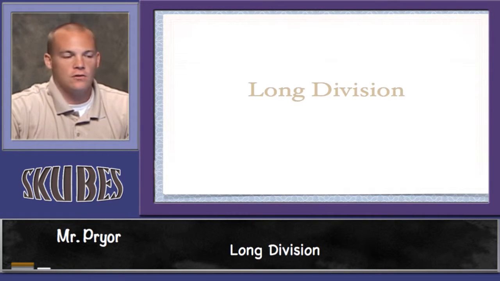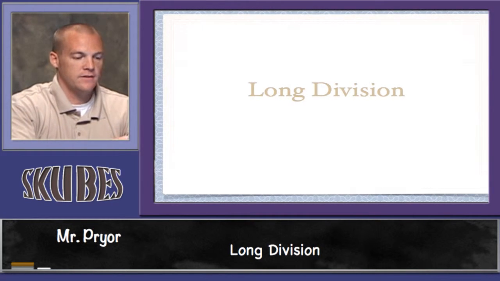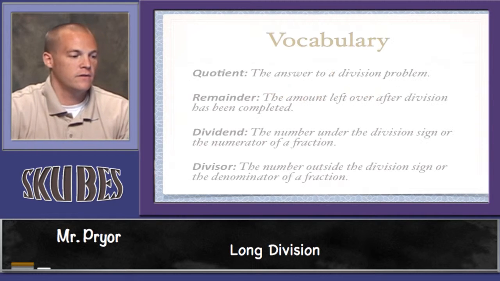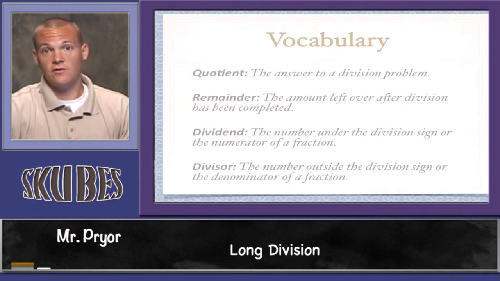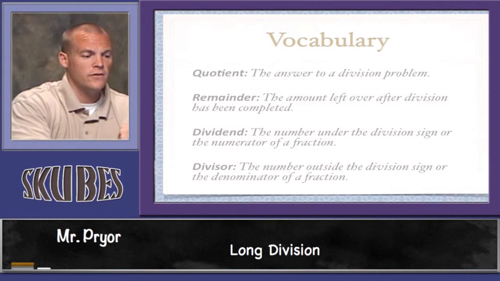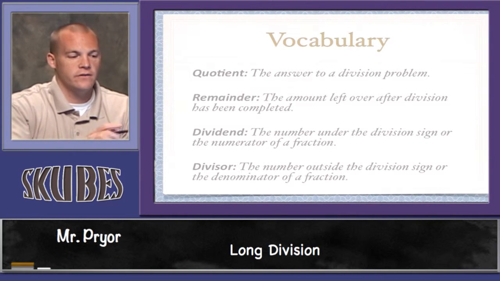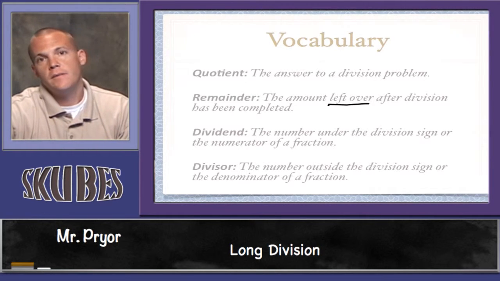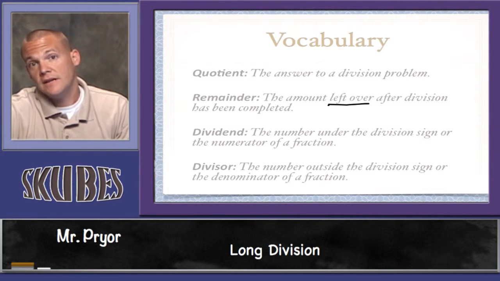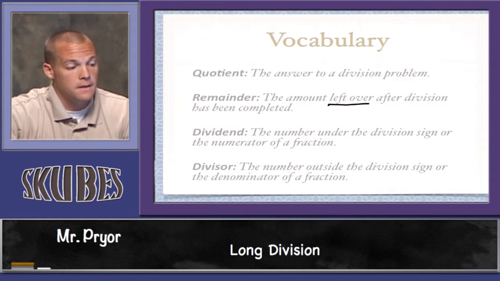I'm going to be talking to you about long division. Okay, a couple things to remind you of here in the vocabulary is what a quotient is. You're going to need to know that because that's the answer to a division problem. Also, what the remainder is. A remainder is, of course, something that's left over after you divide. If a number doesn't go into another number evenly, then you're going to end up with a remainder.